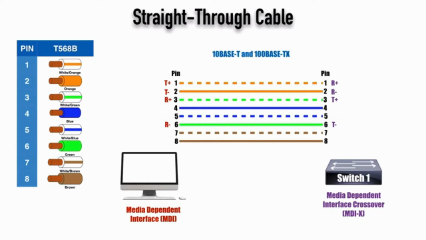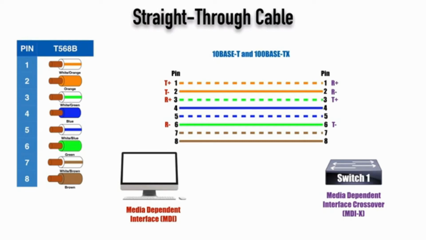So the receive pair on one end goes to the transmit pair on the other end, and the transmit pair on one end goes to the receive pair on the other end. That's how we can have communication when we're using these two pairs. However, let's say that we had a couple of PCs and we wanted to hook those back to back, or maybe a couple of switches. They would have the same pinout on each end. Suddenly, we've got transmit on one end going to transmit on the other end. So what do we do in a case like that?